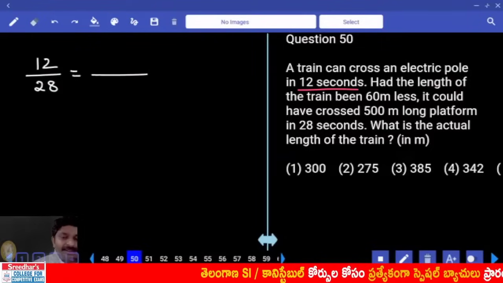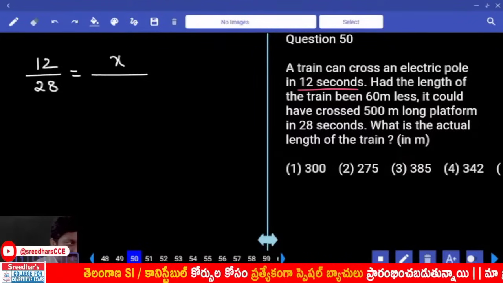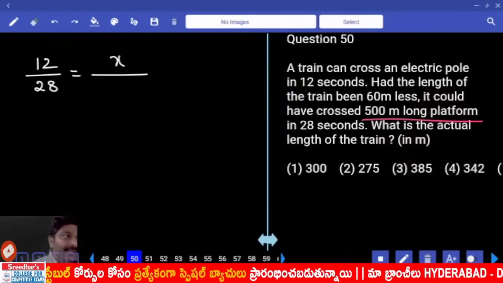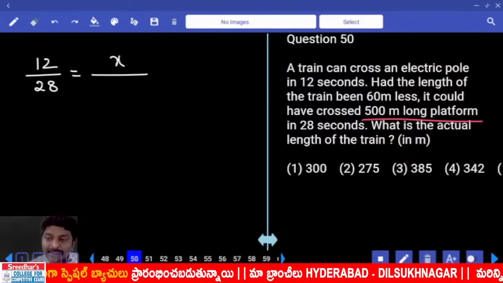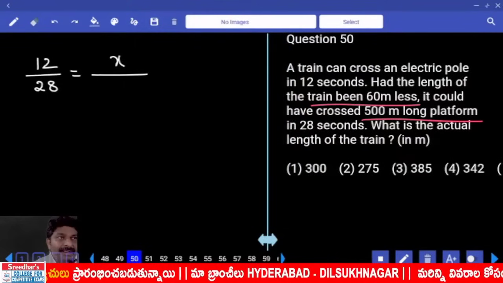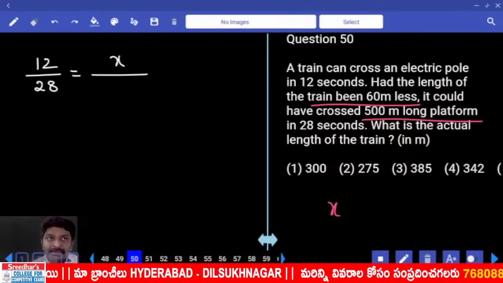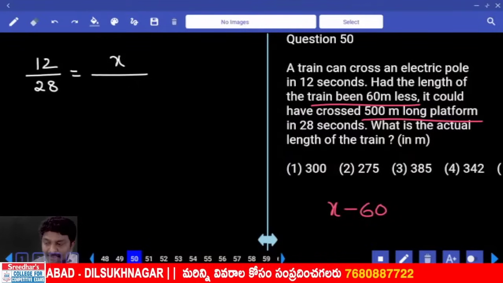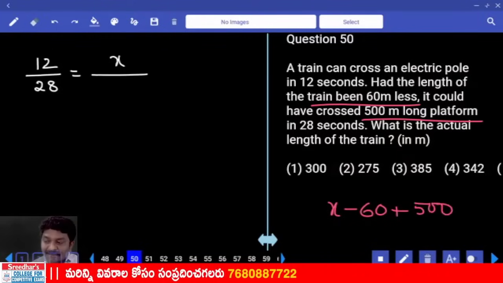In the first case, when it crosses a pole, distance covered is equal to train length, which is x. In the second case, it crosses a platform of length 500 meters, but there is a change in the length of the train. What happened to length? Length decreases by 60. That means the new train length is equal to x minus 60. And since we are crossing a platform, we are adding the platform length. So how much is this value?